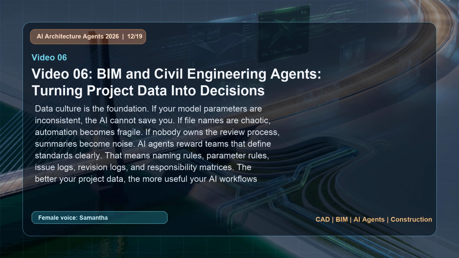Data culture is the foundation. If your model parameters are inconsistent, the AI cannot save you. If file names are chaotic, automation becomes fragile. If nobody owns the review process, summaries become noise. AI agents reward teams that define standards clearly. That means naming rules, parameter rules, issue logs, revision logs, and responsibility matrices. The better your project data, the more useful your AI workflows become.